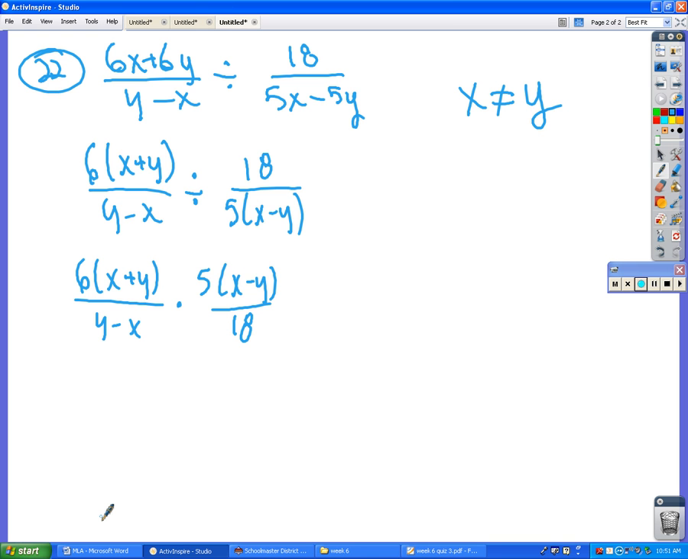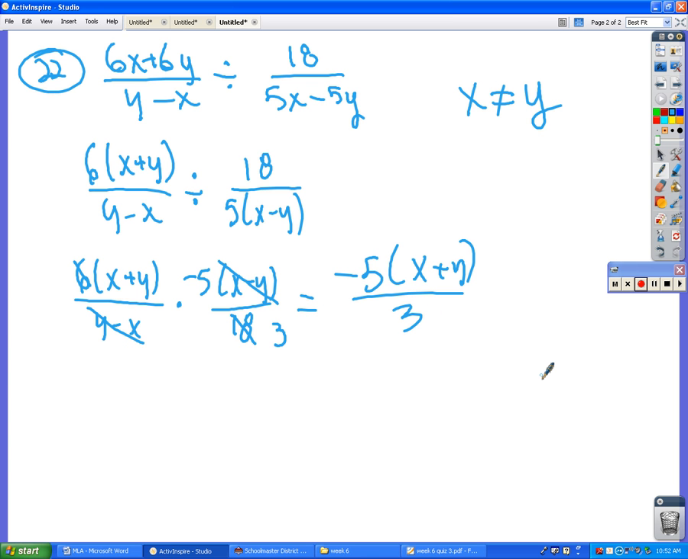What can I do? Can you get rid of the y? Take the 6. The easy one is 6 goes into 6 once and 6 goes into 18 3 times. What about the y minus x and the x minus y? Let's switch this to a negative. Yeah, I can cancel those as long as I switch this to a negative. So then my final answer would be negative 5 times x plus y over 3.